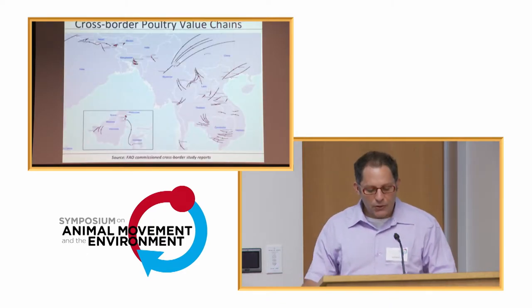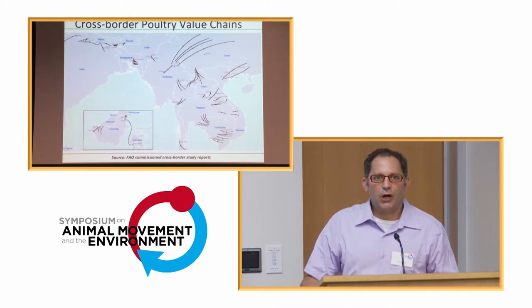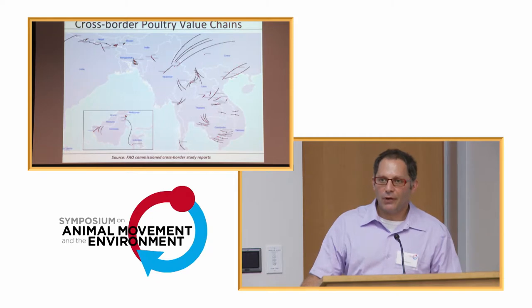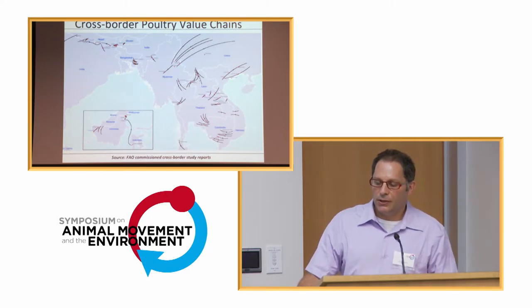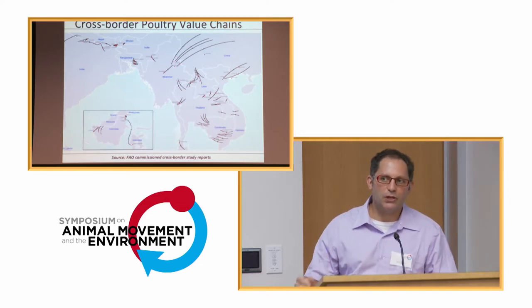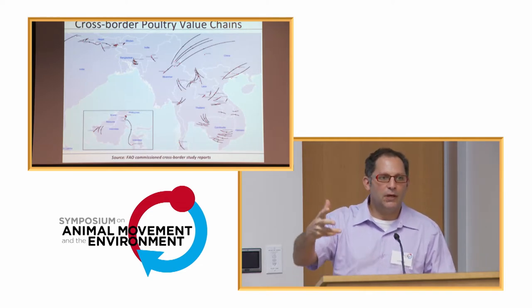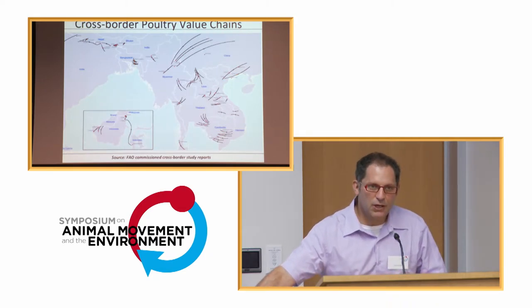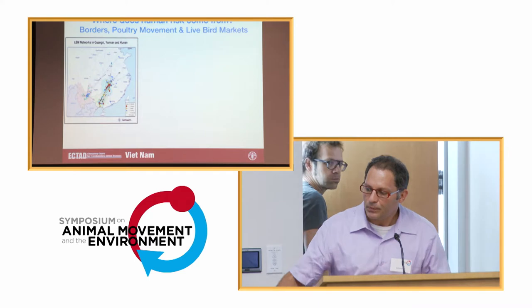And value chains also are not necessarily restricted to one country. There are many cross-border value chains. Some of them are legal, many of them are illegal, or informal, as we would rather call them, because the reality is that borders are often not defined by fences, and many people have family living on two sides of a border. They share farms, they share animals. Family members are back and forth regularly. So these are challenging realities.